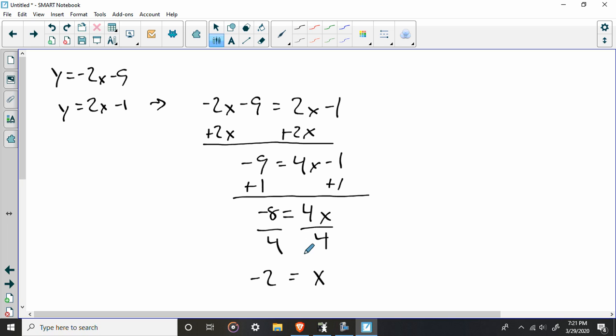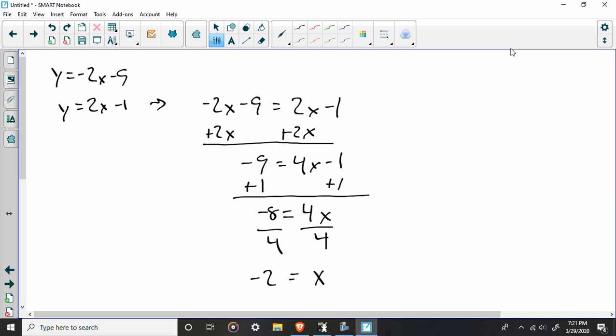Good. Again, you guys can move these around however you want. The big thing is this: all your x's got to get on one side, all your numbers got to get on the other side. So when you're done, if you prefer the x's on the other side, move the x's to the other side. It doesn't matter.